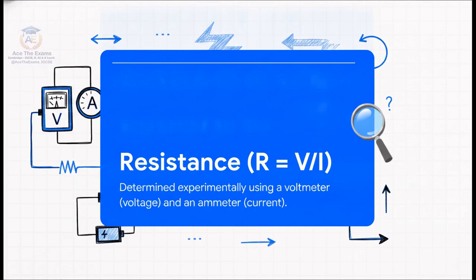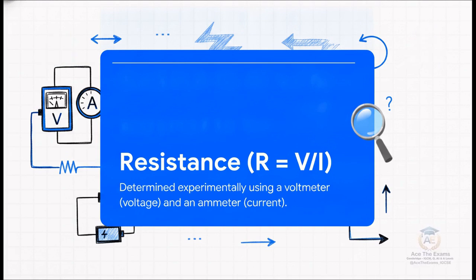Resistance is defined by the equation R equals V divided by I. But listen, the Cambridge examiners want you to know so much more than just the basic algebra. They are heavily testing your understanding of how this relationship is determined experimentally in a lab. You must be able to confidently articulate that resistance is found using a voltmeter connected in parallel to measure the voltage or potential difference, and an ammeter connected in series to measure the current.